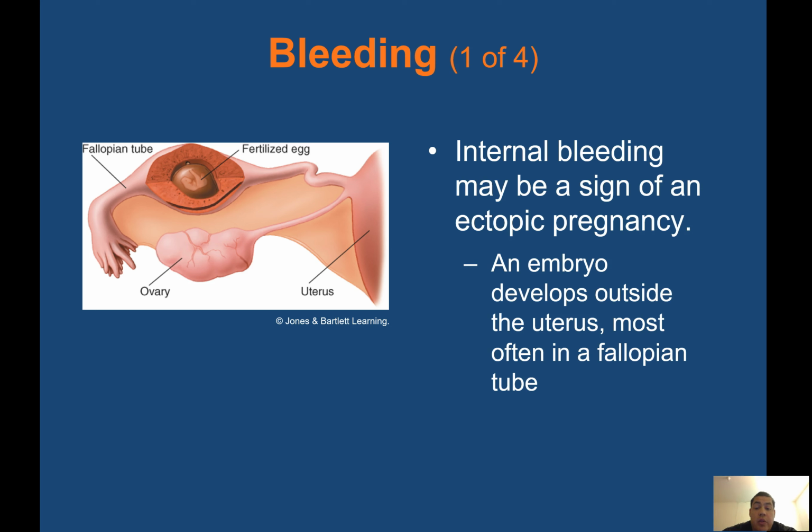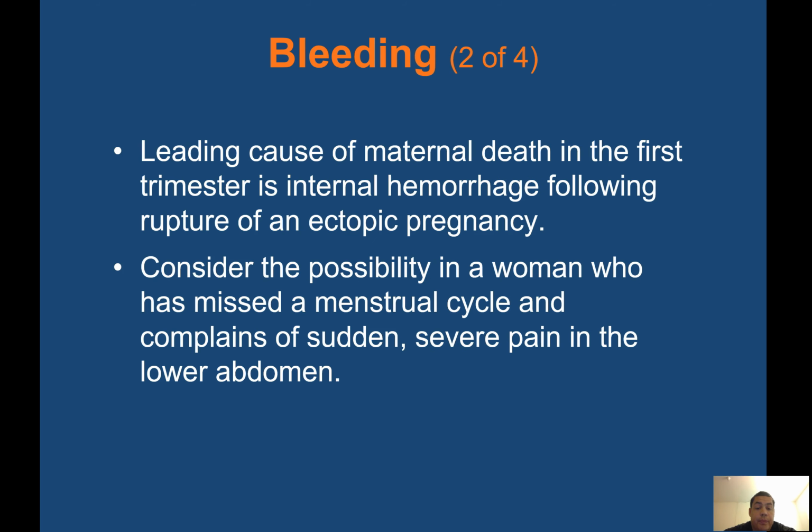So bleeding. Internal bleeding may be a sign of ectopic pregnancy. An embryo develops outside the uterus, most often in a fallopian tube. So the leading cause of maternal death in the first trimester is an internal hemorrhage following a rupture of an ectopic pregnancy. Consider the possibility in a woman who has missed a menstrual cycle and complains of sudden severe pain in the lower abdomen.